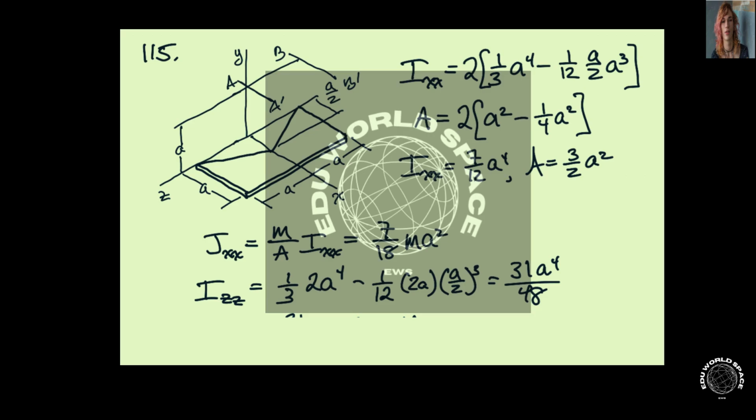Now, to get the mass moment about this axis, we need to find it about this axis, so then we can get the polar area moment about that point. And again, we can look at this as a rectangle and then a triangle cut out. So we have 1/3 2a times a cubed, or 2a to the 4th, minus 1/12 times 2a times a over 2 cubed, and that gives us 31 over 48 a to the 4th.